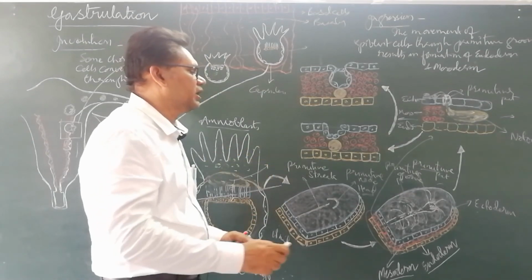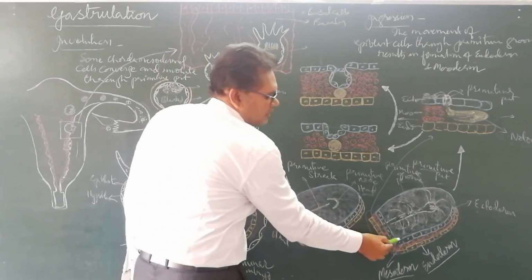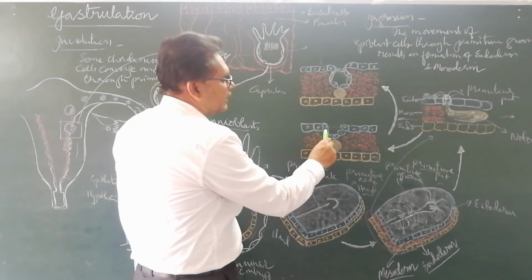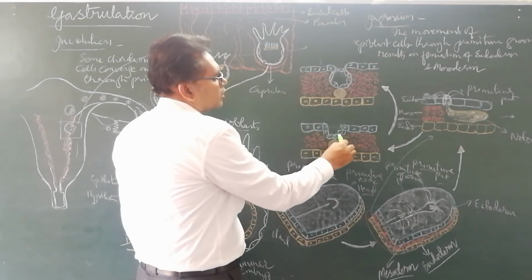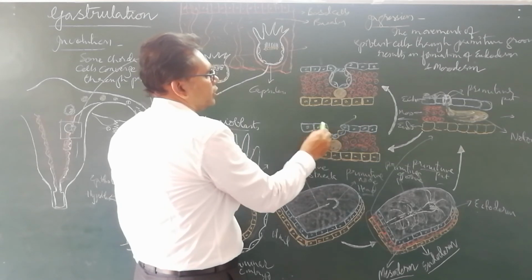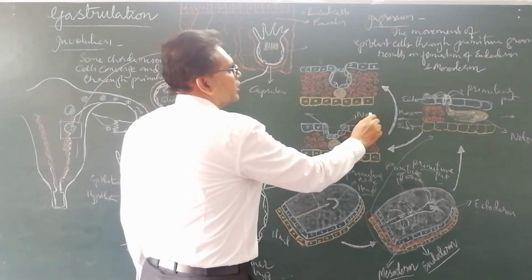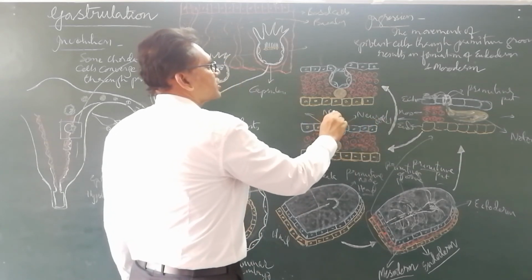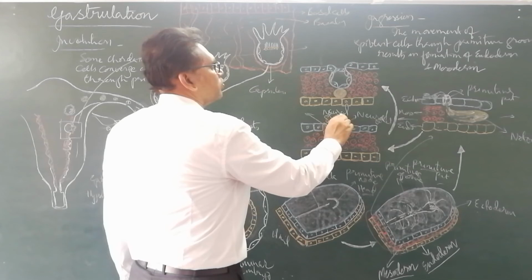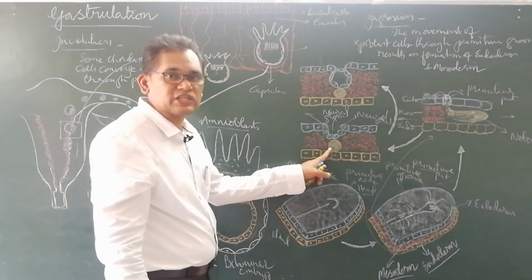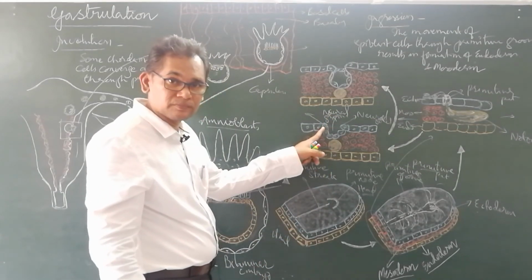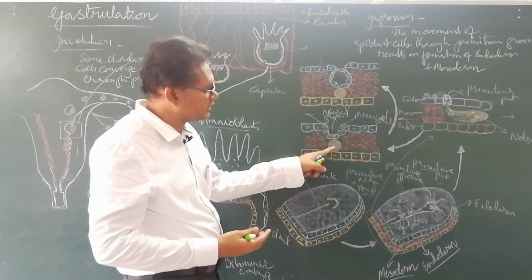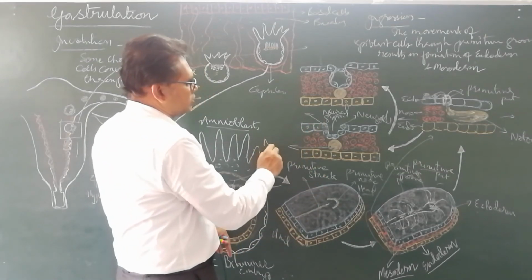Now in the induction process, what happens? This is the ectodermal layer. In this ectodermal layer, a small groove is formed. These are called neural folds, and this is the neural groove. Now the cells present above the notochord, which cells? Ectoderm cells. The ectoderm cells which are present above the notochord.